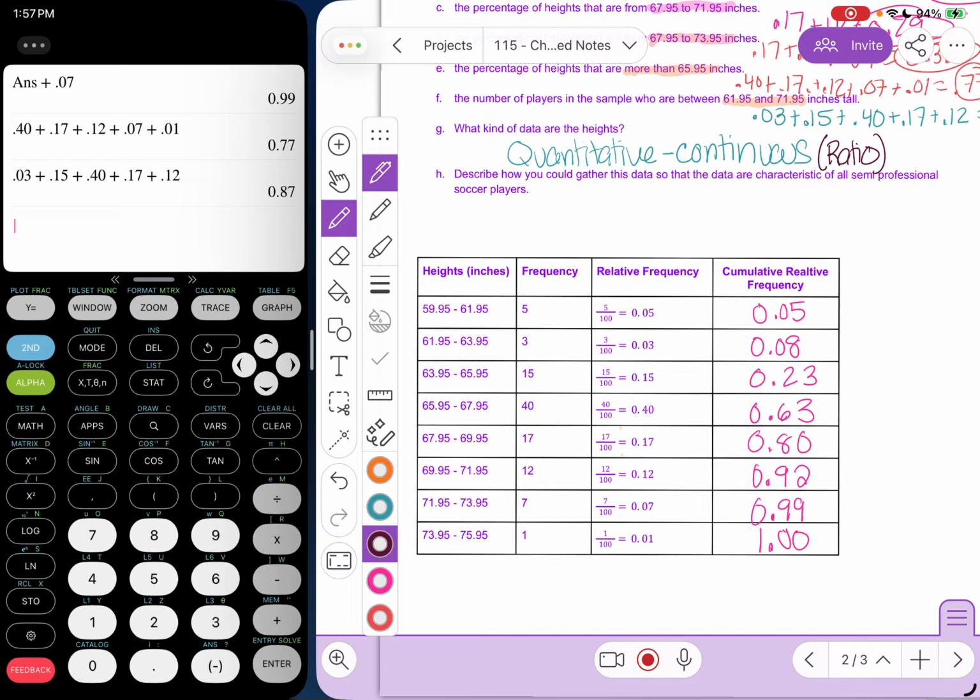You could randomly pick 3 teams and ask everybody. That would be a cluster sample. That's a bunch of different ways. So you could pick one of those sample types and figure out a way to do it.